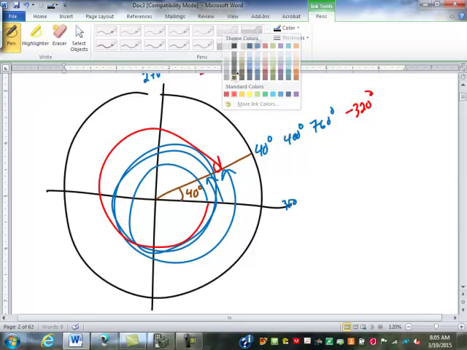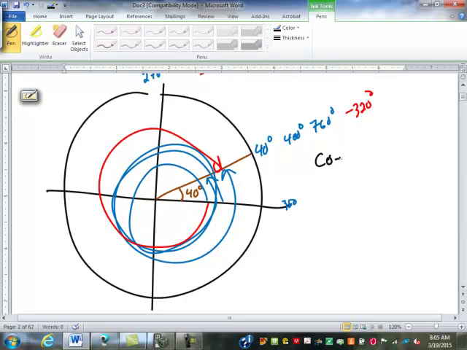What we call these angles is something called coterminal. Coterminal means that they end at the same spot on the unit circle. 40 degrees would stop there, negative 320 would stop there, negative 680 would stop there in that same spot. Positive 400, positive 760, positive 1120. All of them end in that same spot.